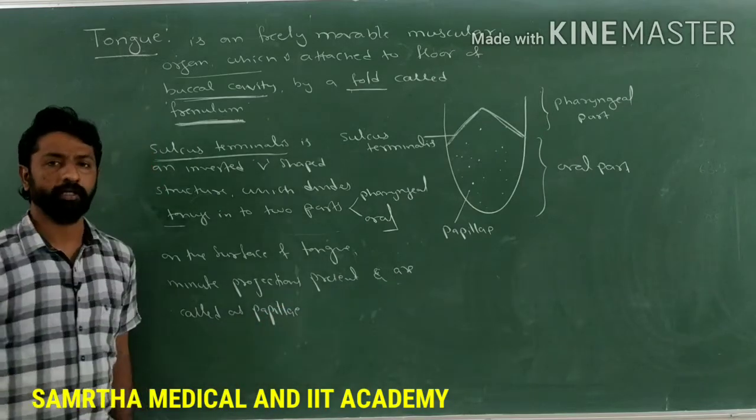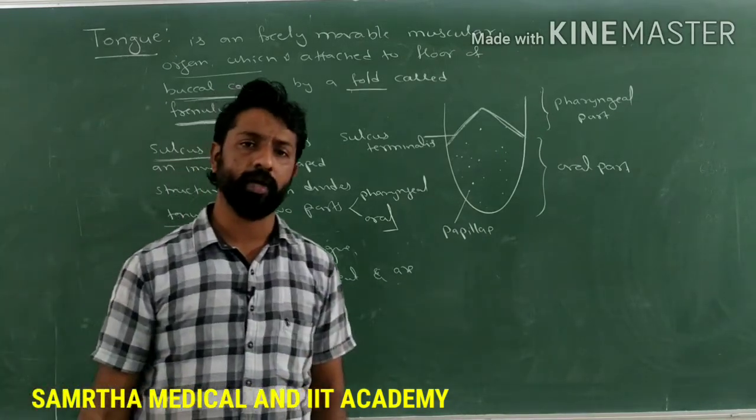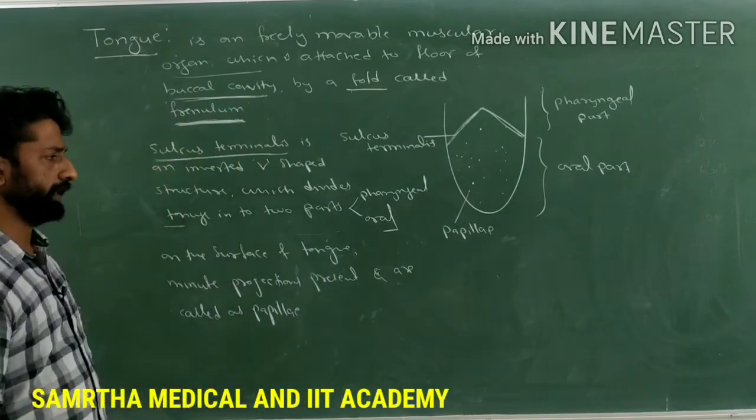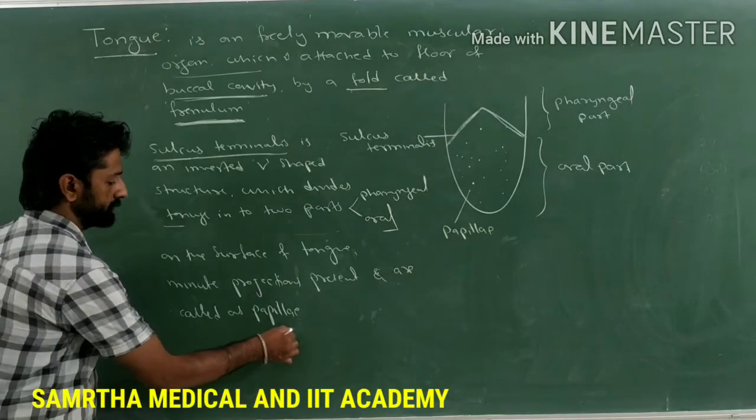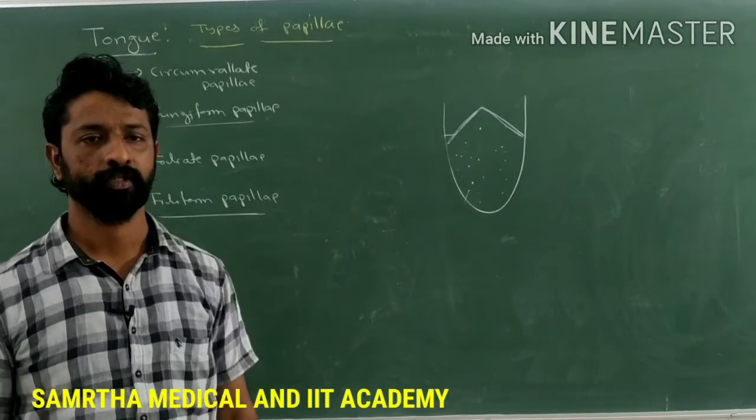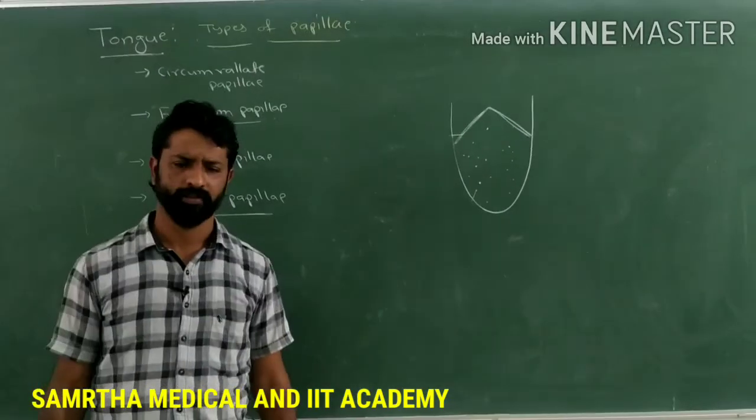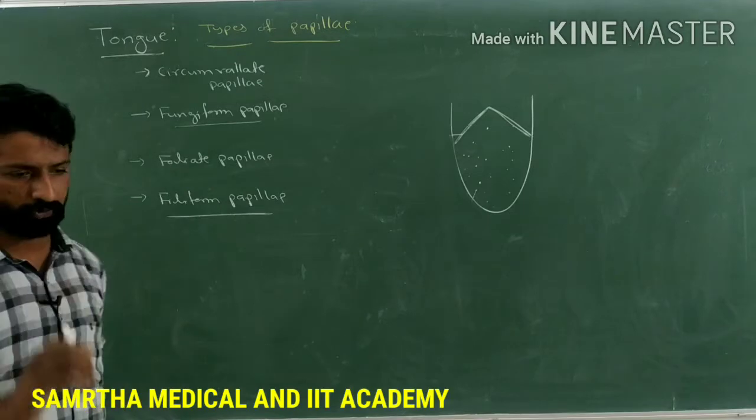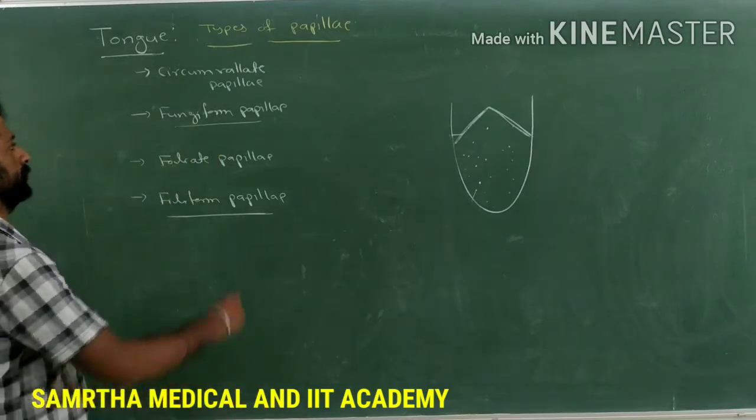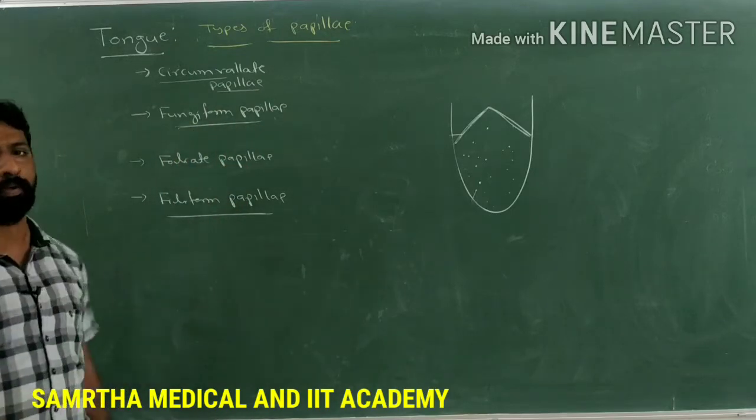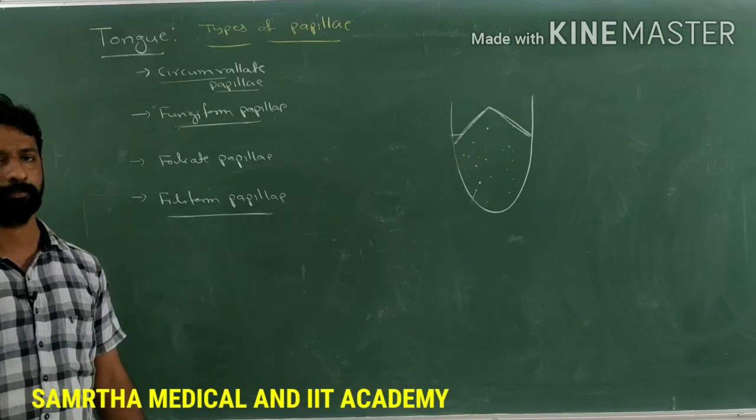Some of these papillae contain taste buds and some of the papillae don't have taste buds. So there are different types of papillae present. Let's discuss the types of papillae. Before that, make a note of these points. What are the types of papillae present on the surface of the tongue? There are 4 different types of papillae: circumvallate papillae, fungiform papillae, foliate papillae, and filiform papillae.